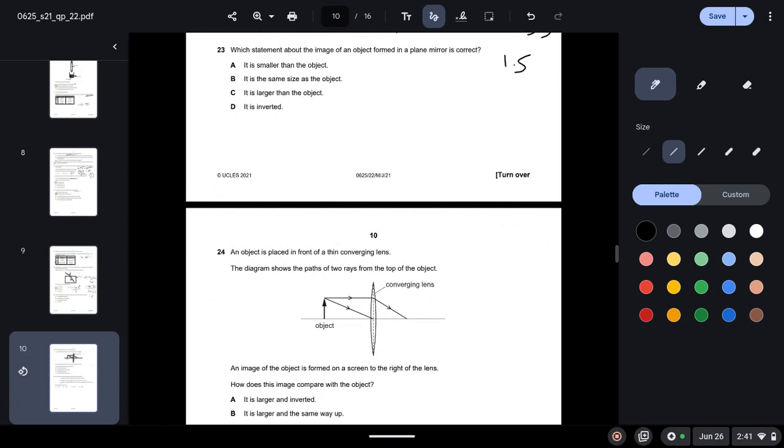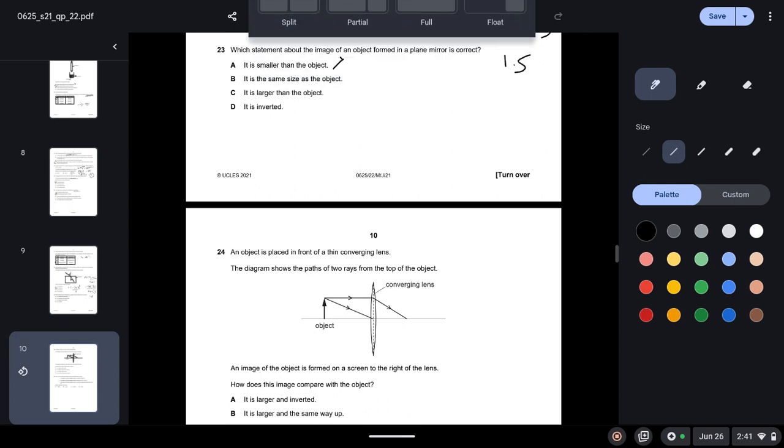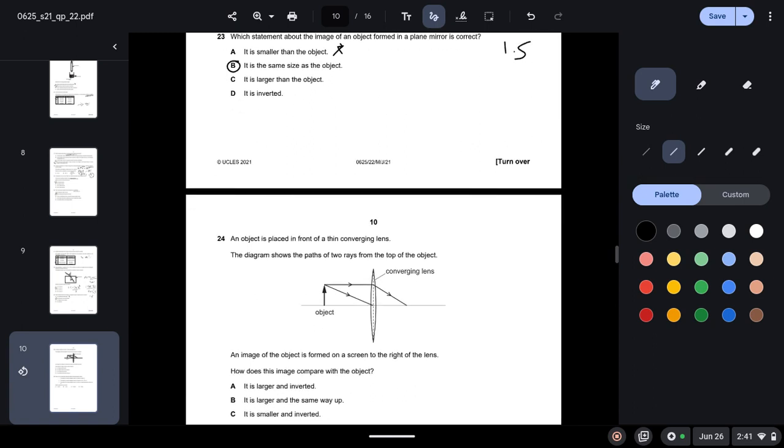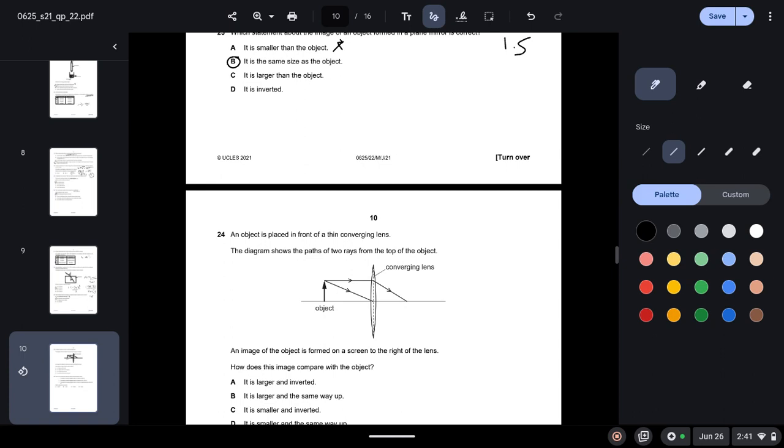Which statement about the image of an object formed in a plane mirror is correct? It is smaller than the object. This is incorrect. It is of the same size. So B is correct. You can go through the rest of the options as well. It is larger than the object. This is incorrect. It is inverted. This is also incorrect.